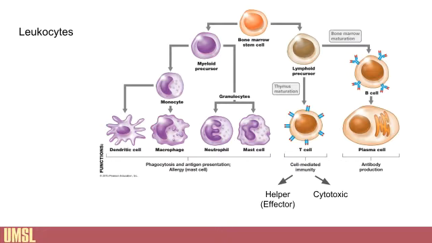Thymus matured lymphoid cells are T cells, and we'll talk about helper and cytotoxic T cells. And these bone marrow matured cells are B cells that, once activated, will become plasma cells that are actively producing secreted antibodies, which are one of the pieces in our non-specific immune response that we talked about last time.